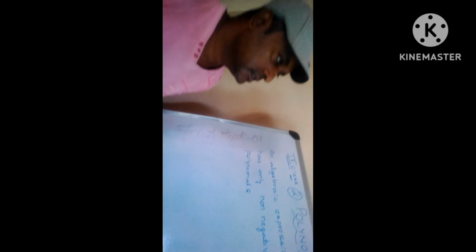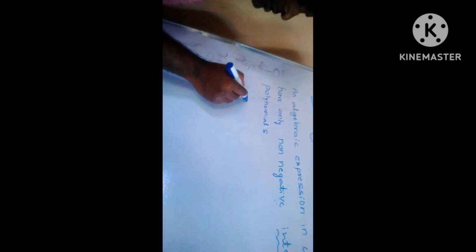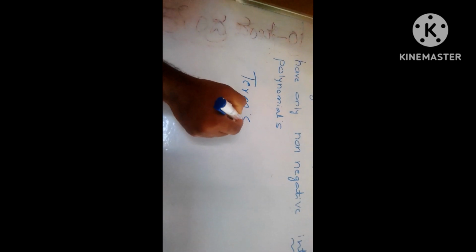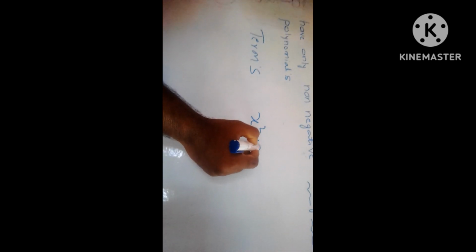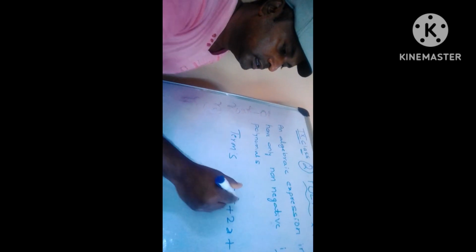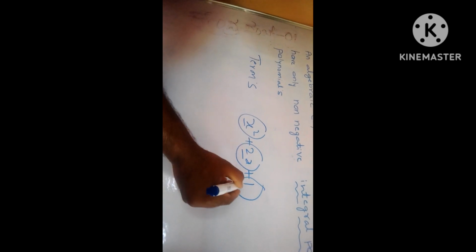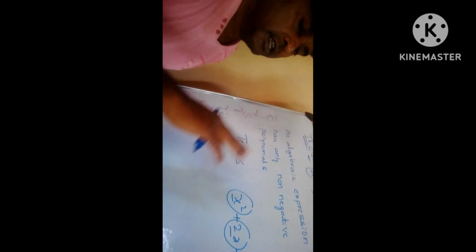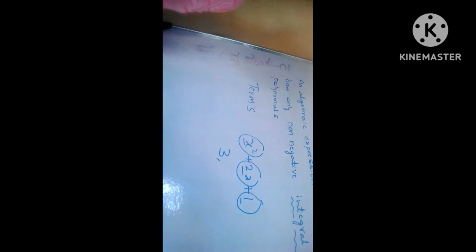So there are some parameters related to a polynomial. The first one is the terms of a polynomial. Consider the polynomial x square plus 2x plus 1. In this expression there are three terms: first, second, third. Totally three terms make up this polynomial.